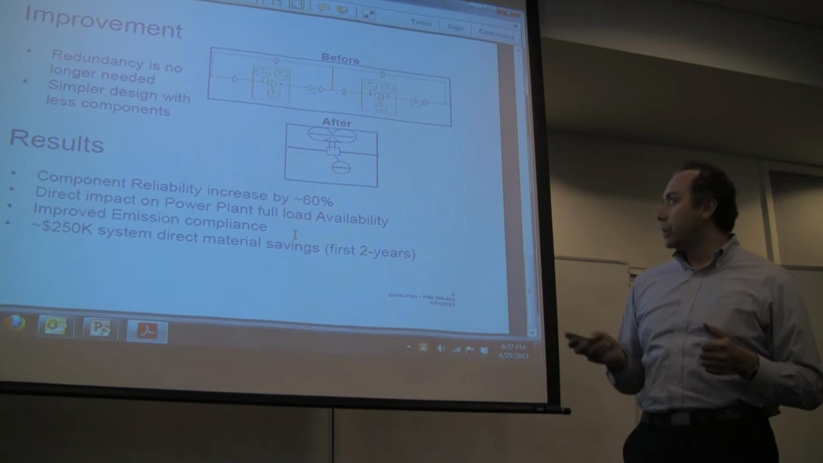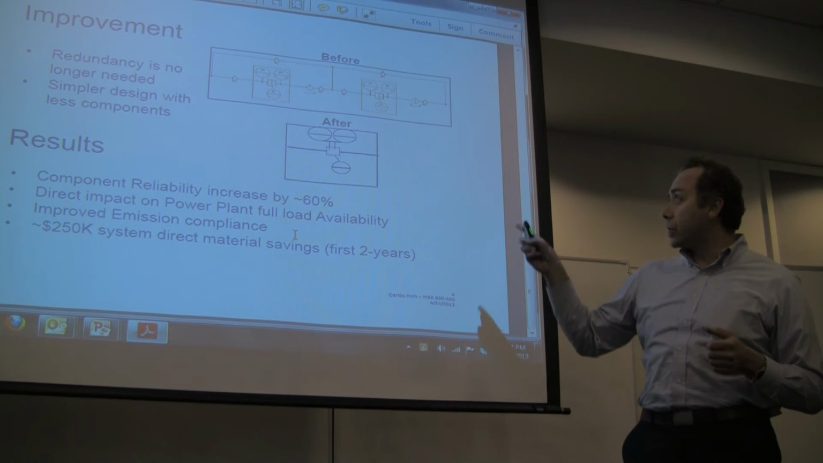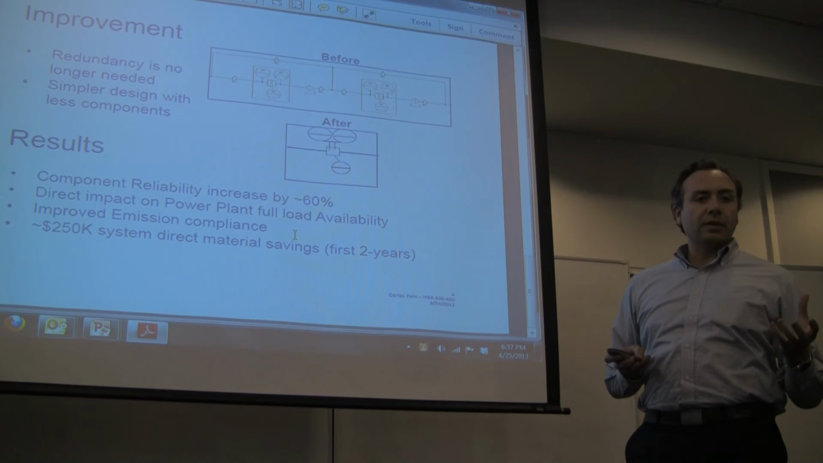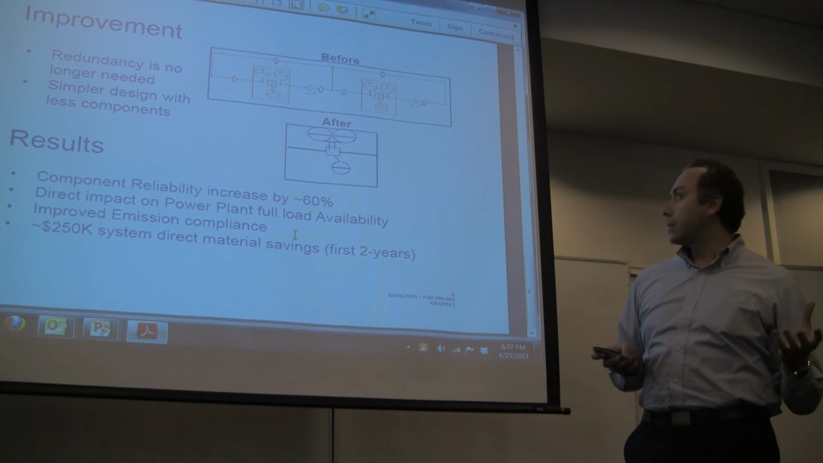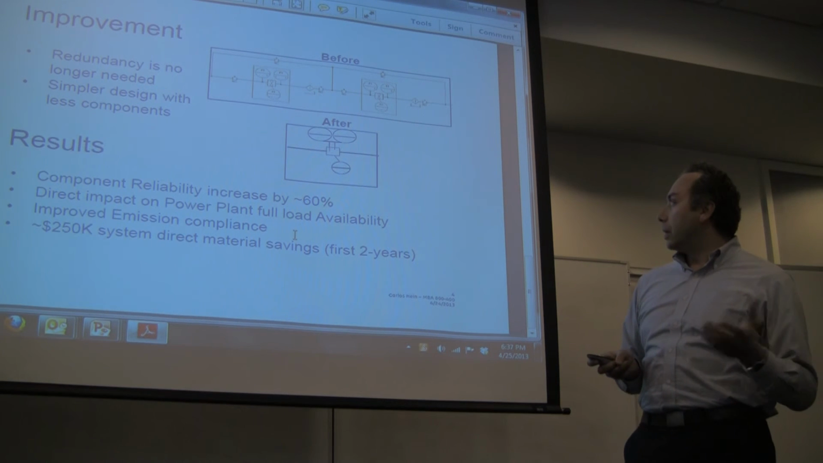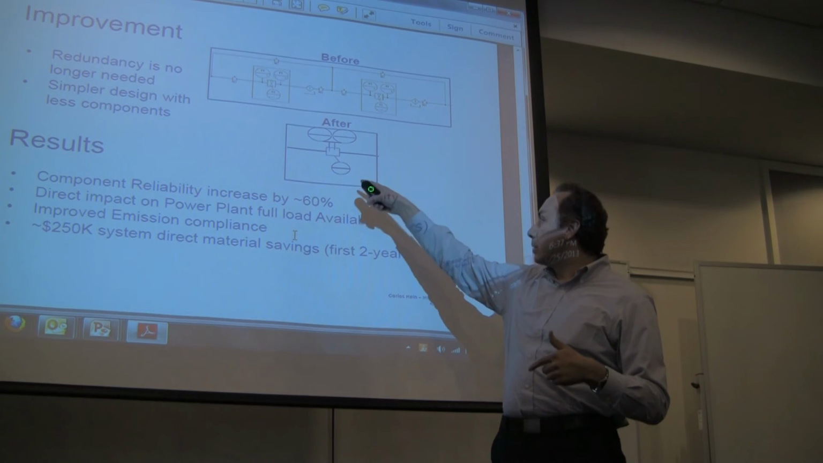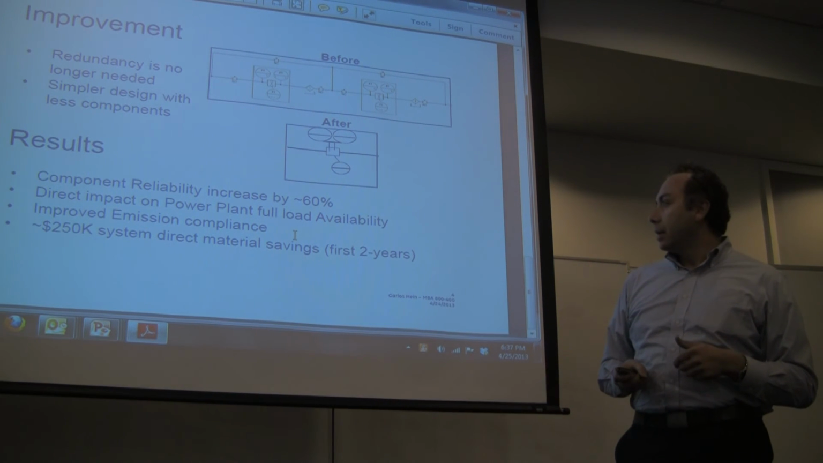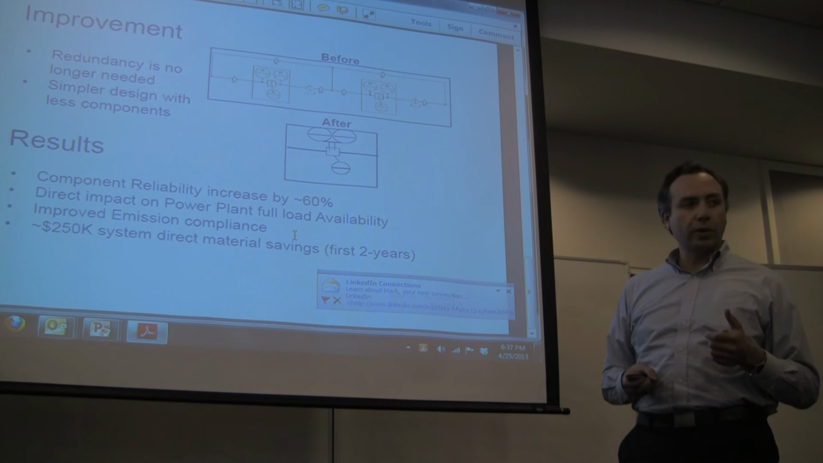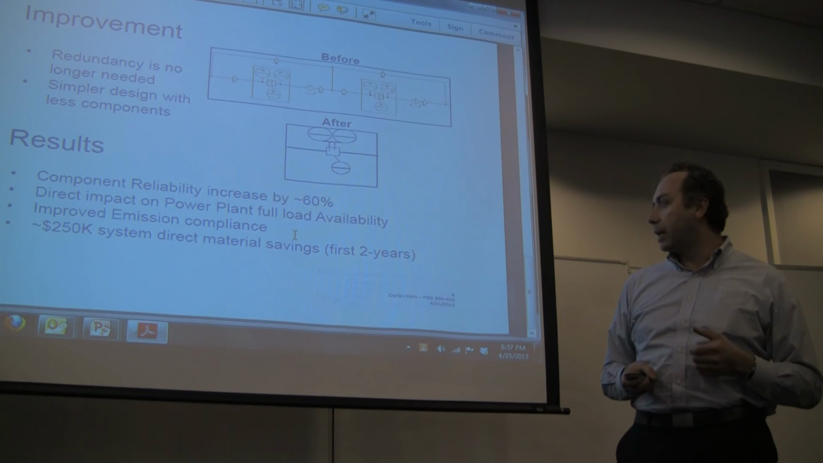And as you can see in the sketches here, by having a design with no rotating components, redundancy was no longer required. A lot simpler design around the one component. And as a result, the reliability increased by about 60%. This was, of course, a direct impact on power plant full load availability and emission compliance.